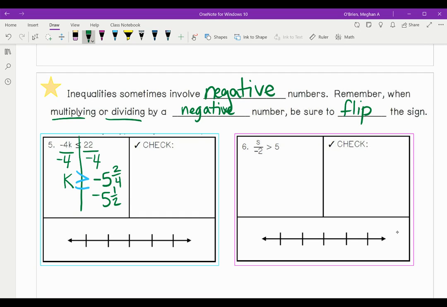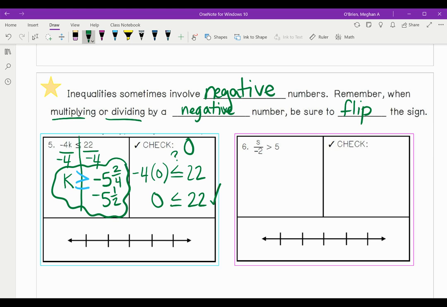So here's my solution. To check it, let me pick a number greater than or equal to -5.5. Well, that's a negative. I'm going to use the number 0 because it's so easy to plug in and check. So I'm going to plug it into the original inequality with the symbol the way it was. And -4 times 0 is 0. Right? I'm checking to see if this is true. Is 0 less than or equal to 22? Yeah. So I know my solution is correct.